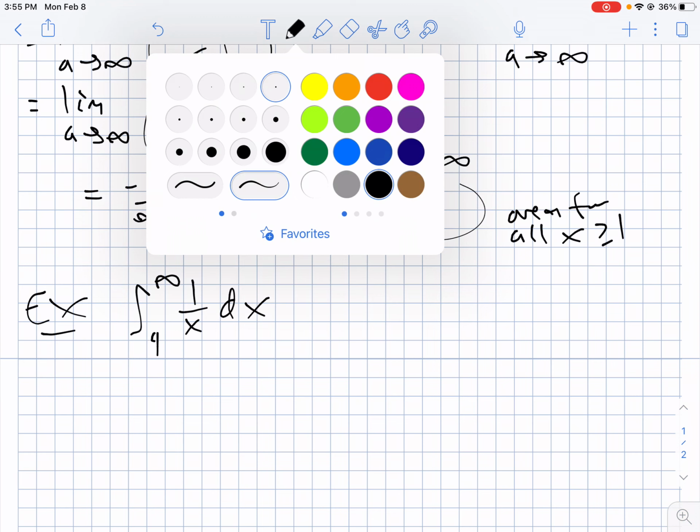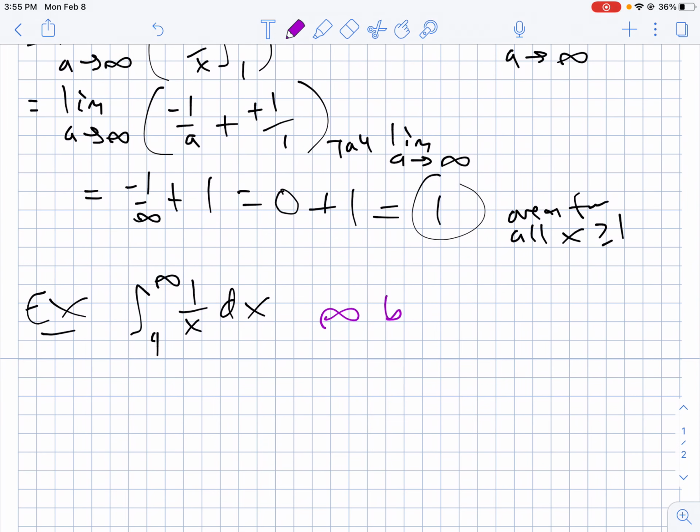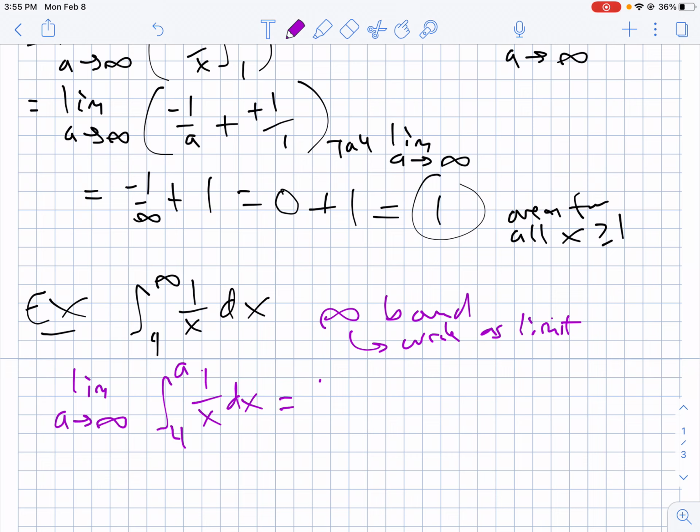Now again, when you look at a problem like this, when you see infinity as a bound, what you need to do is write it as a limit. Before you do any integration, say, okay, I'm going to take a limit as a goes to infinity of the integral from 4 to a of 1 over x. When I integrate 1 over x, I'm going to get the natural log of x, going from 4 to a. So I'm taking the limit as a goes to infinity of the natural log of a minus the natural log of 4.